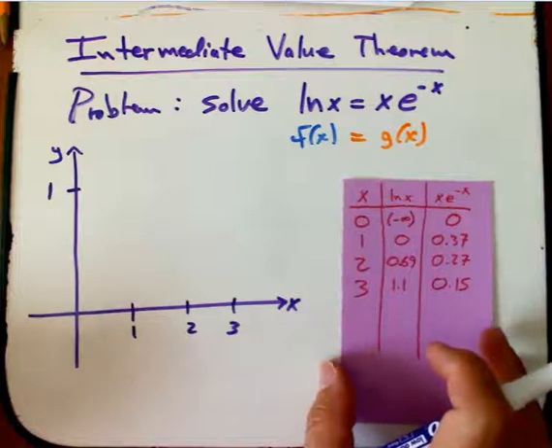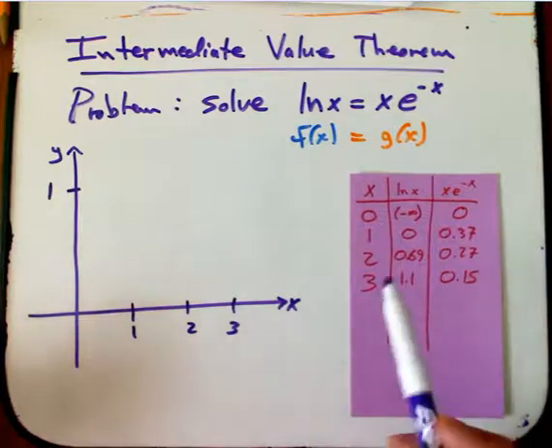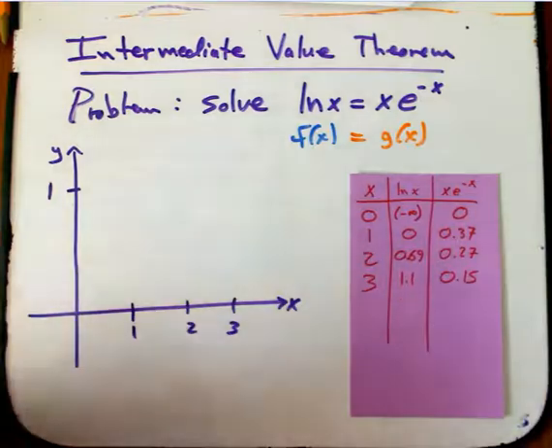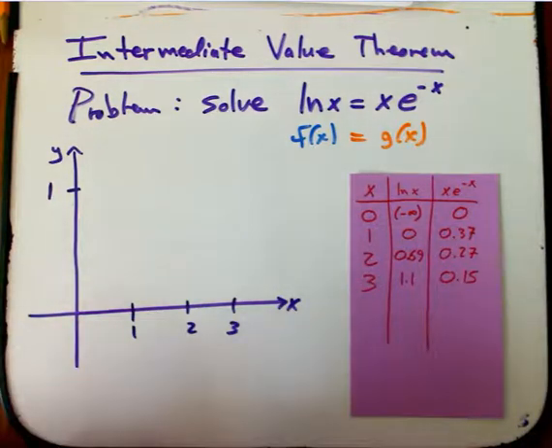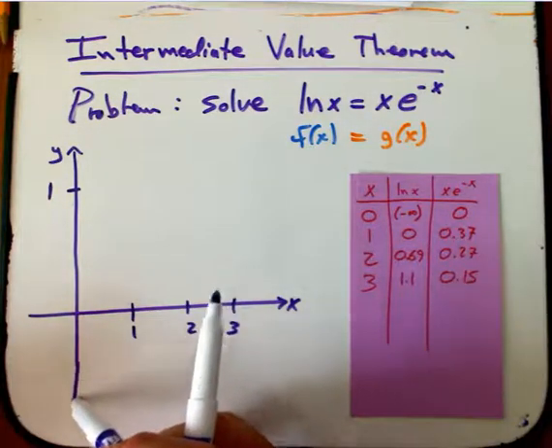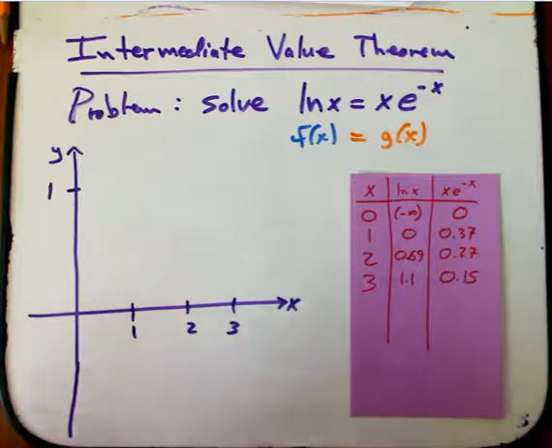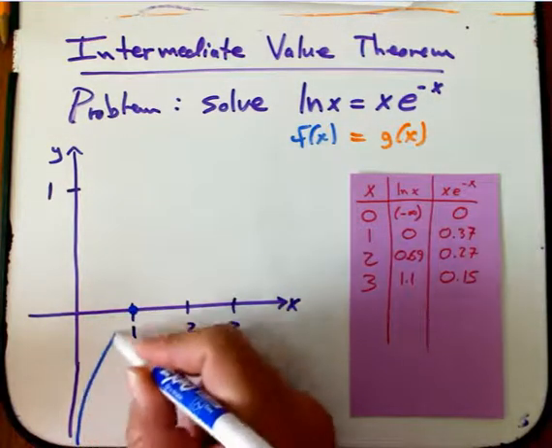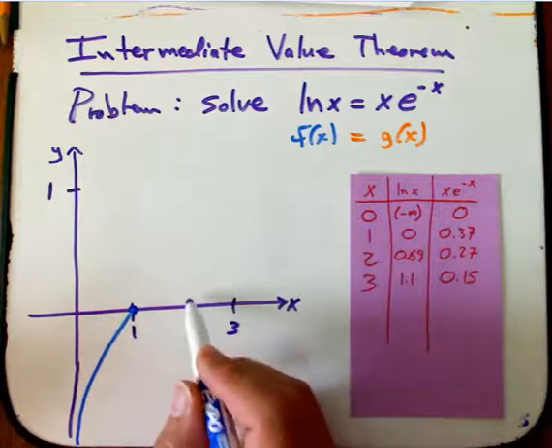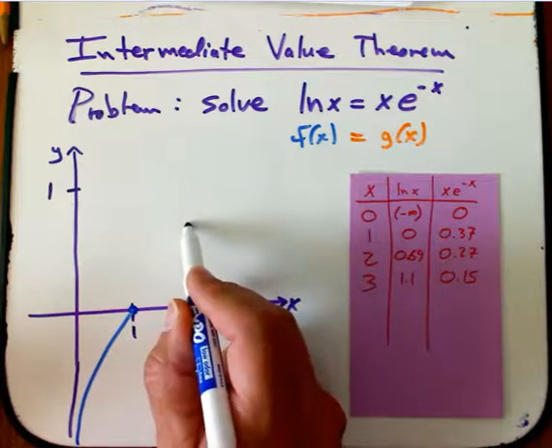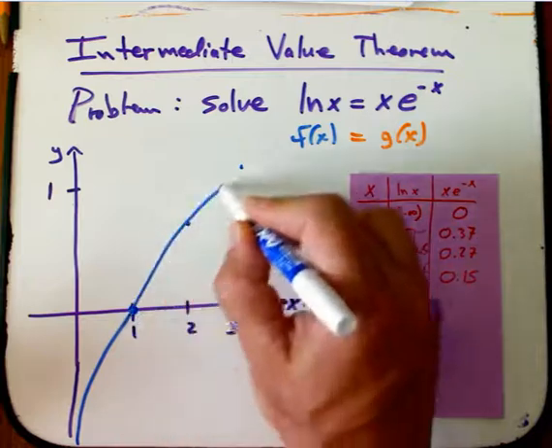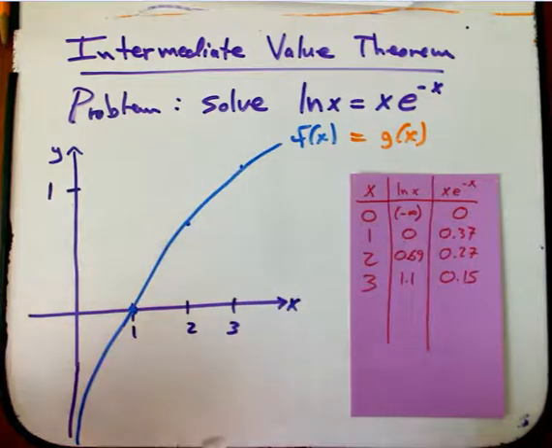I have a little table here, some decimals. So ln x is pretty straightforward. It's a good thing to be familiar with, certainly. It starts way down here, has a vertical asymptote, and then comes up through 1, 0, and then at 2 it's a little over 2/3, 0.69, and then at 3 it's a little bit over 1, so something like that. So it's increasing. x e to the minus x, on the other hand, is a tiny bit more interesting.